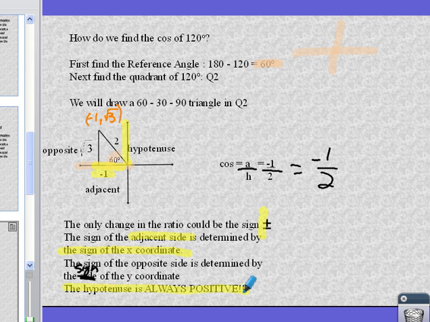Why? Because how do we get hypotenuse? We square the adjacent, we square the opposite, add them, and take the square root. We use the Pythagorean theorem. You're never going to have a negative, because you can't take the square root of a negative number.